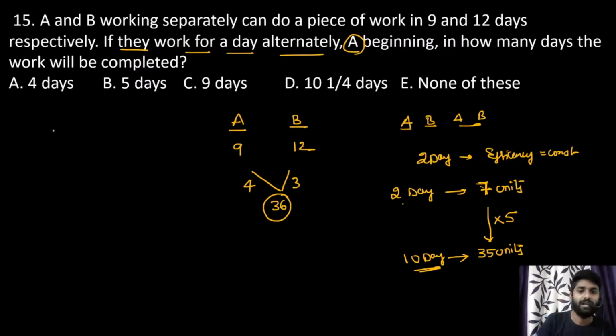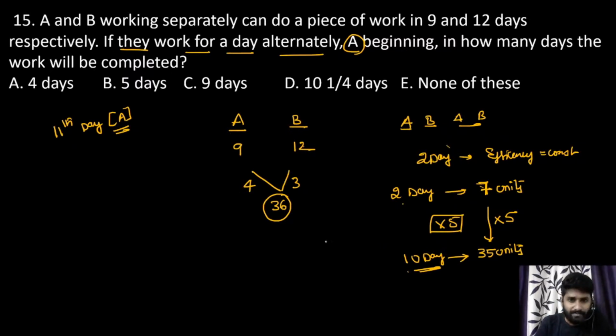Now our question, we are left with 1 unit. On the 11th day the turn is for A. So this is the most important part. For 10 days they completed how many cycles, guys? 5 cycles we completed, means AB AB AB AB AB. For the 11th day the turn is for A.